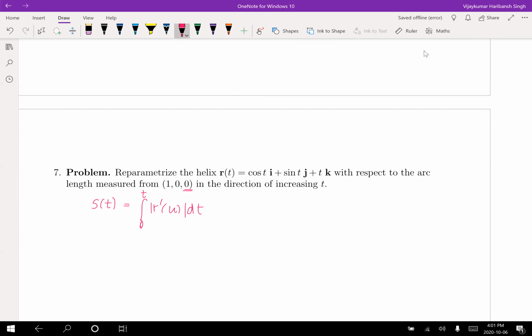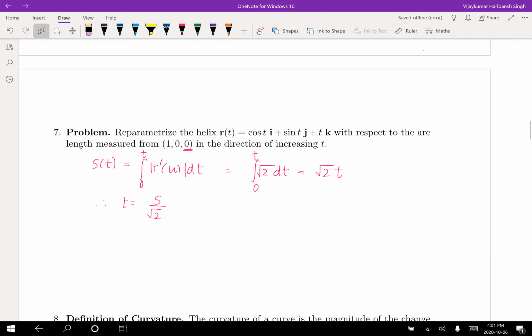But we have already computed what r prime is. So the length of r prime is square root of 2. So from the previous example, we have the integral of root 2 dt, which is root 2 t. So therefore, what do we get? This implies t equals s by root 2. And the reparameterization of your helix is then r of s, which is also r of t of s, right? Because we are replacing t with s. t is also a function of s, right?